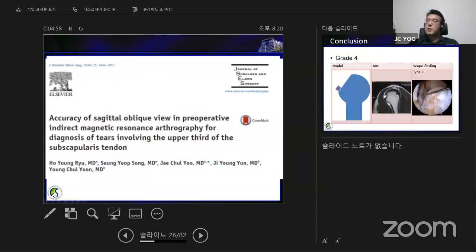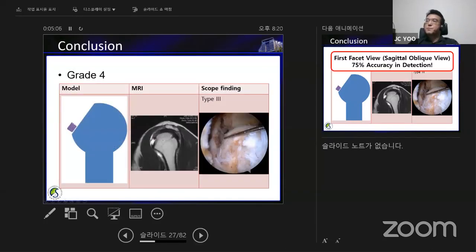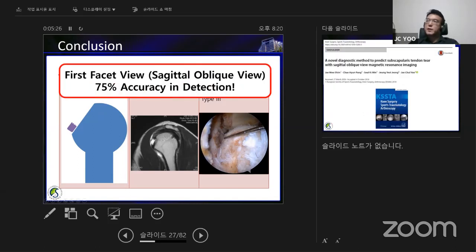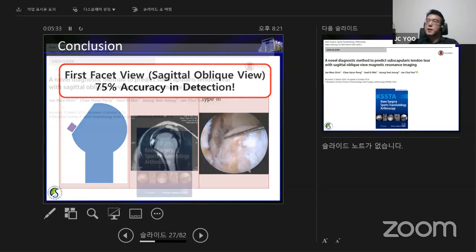And this is our paper published in 2016, looking at the first footprint view. There's a lot going on in there, but just looking at the conclusion, the first footprint view should be looked at in your sagittal oblique view to see where that void sign is, and match it with your scope finding. The sagittal oblique view can detect about 70% or slightly more. So that's what you can expect.